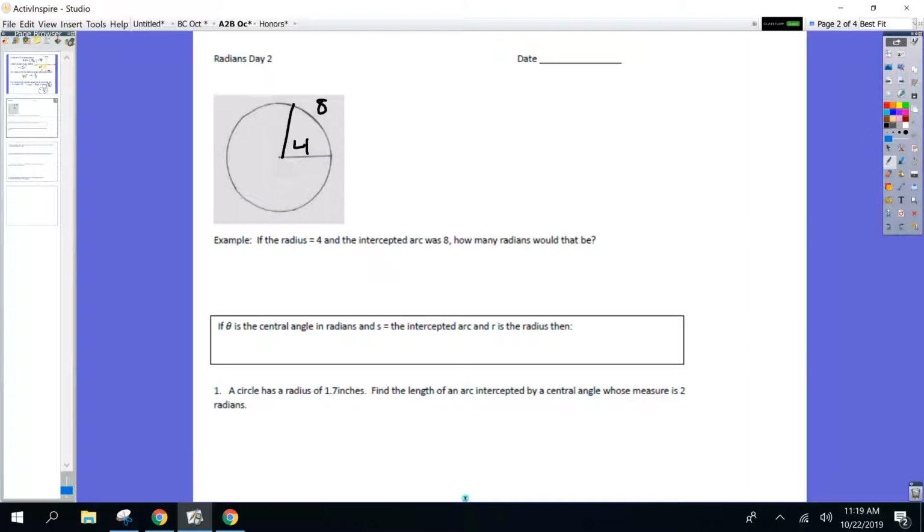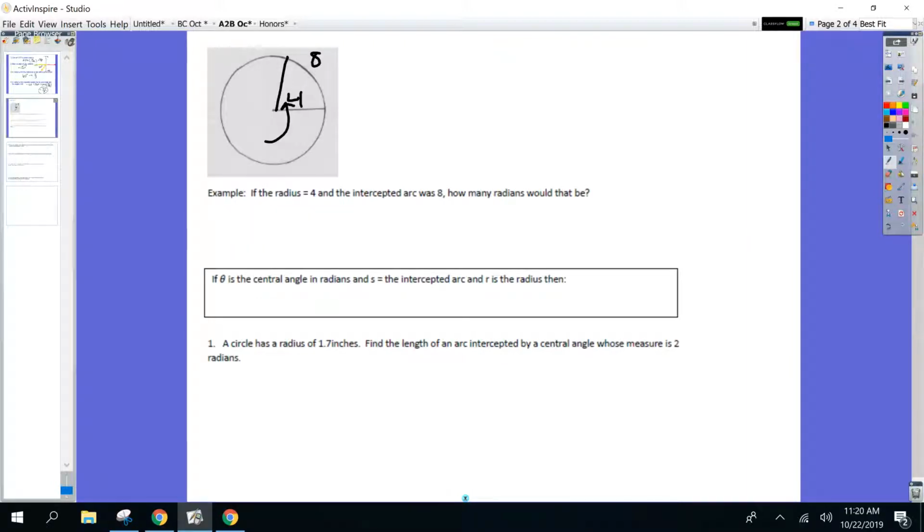So again, radius is 4, arc length is 8. I want to know how many radians. Everyone see the angle that's formed? How many radians are in that angle that I form? And I'm going to show you guys a formula today. It is a very, very short formula.